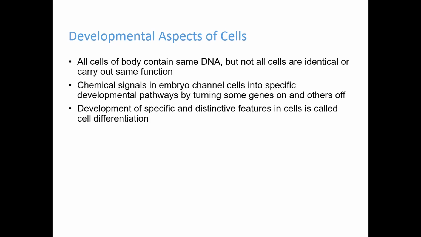So we go through a process known as differentiation and determination. Determination means the cell is predetermined to become a skin cell or a muscle cell. The DNA in that location, and the cells in a specific location, are predetermined to become skin cells or muscle cells or nerve cells or whatever.